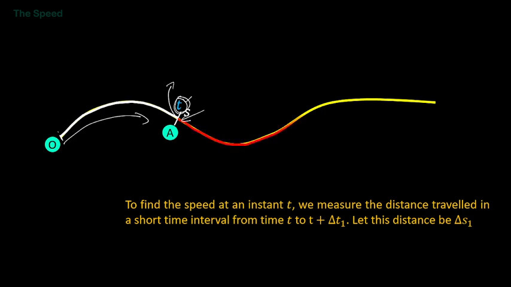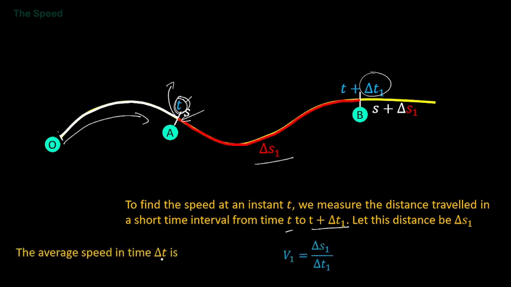To find the speed at an instant t, we measure the distance travelled in a short time interval from time t to t plus delta t1, and let this distance travelled by the body be delta s1. We allow time to pass and the body travels the distance delta s1, shown by the red line, till the next moment t plus delta t1. Time passed during this motion is delta t1.